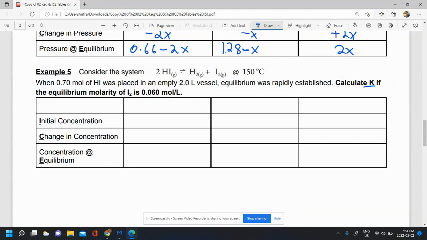So here we have a system that can head towards equilibrium. Temperature is given to you because remember that the equilibrium constant can be affected by temperature, since it's a ratio of rates. And so we want to write out our reaction. So this is our reactant. There's our arrows. We have H2. We have I2.